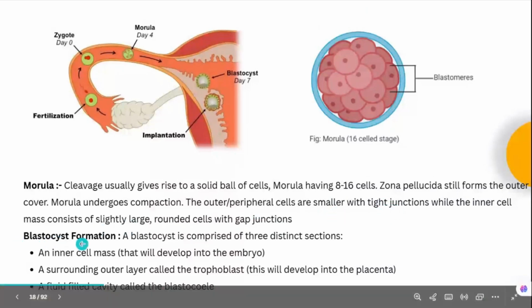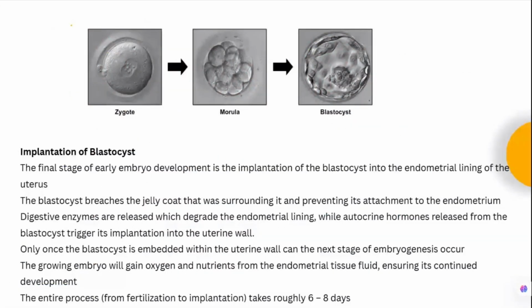The blastocyst formation. A blastocyst is comprised of 3 distinct sections: the inner cell mass that will develop into the embryo, a surrounding outer layer called the trophoblast that will develop into the placenta, and a fluid-filled cavity called the blastocoel. And at this stage, there will be implantation.